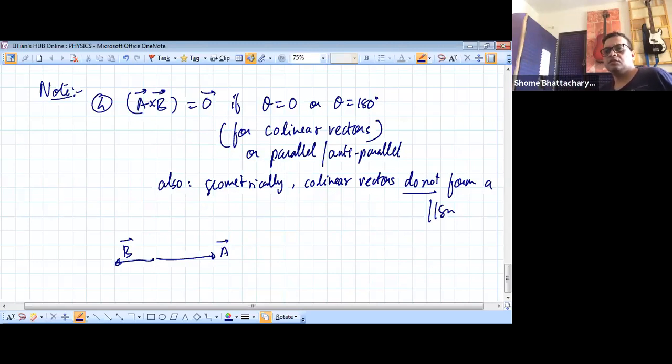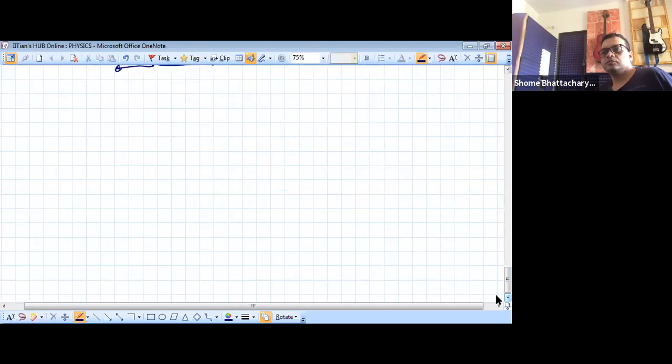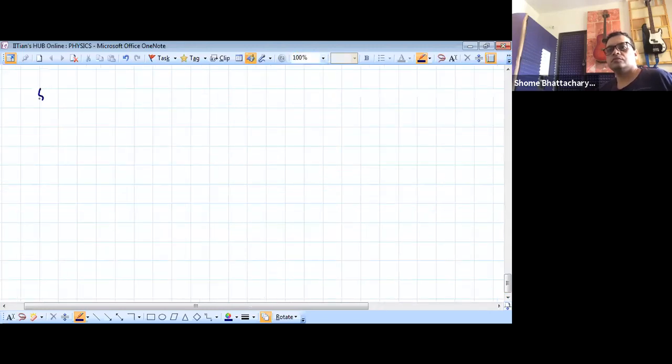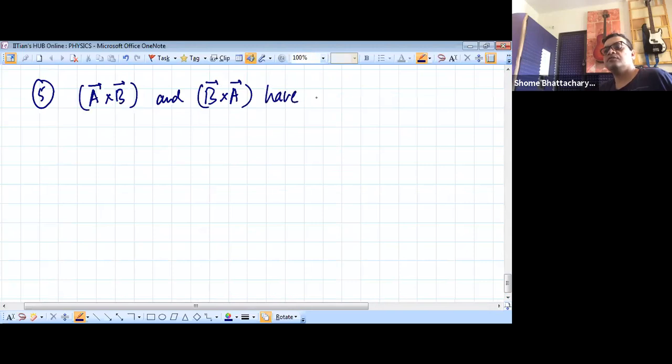Okay, so hope this point is very clear. It's very obvious. AB sine theta, when theta is 0, sine 0 is 0, as you know, and sine 180 is also 0. Okay. Now next point. A cross B and B cross A have opposite direction.